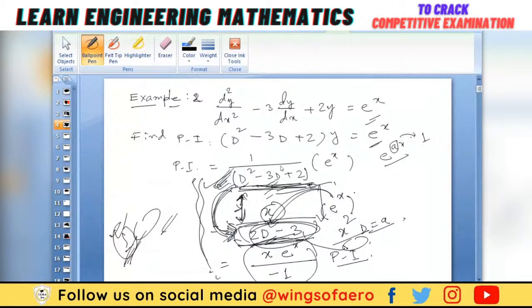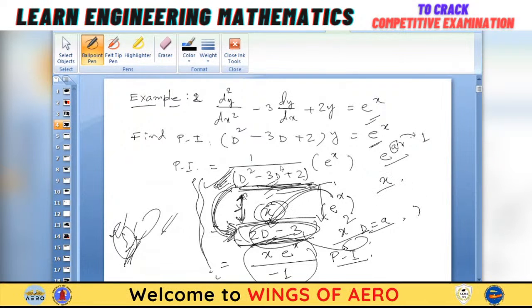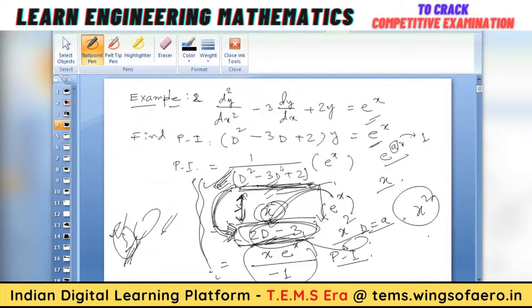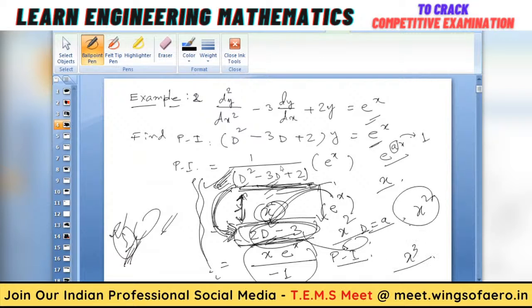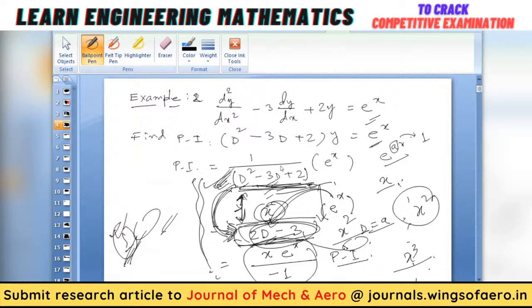One time derivative means the numerator will be multiplied with x. Second time derivative means it will be multiplied by x square. If second time derivative also fails, again take the third time derivative and multiply by x cube. And this process goes on. Okay, got my point?